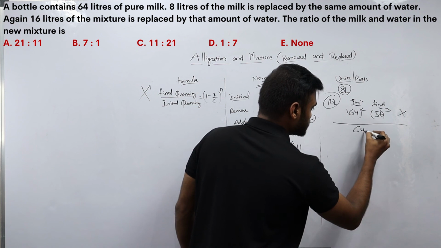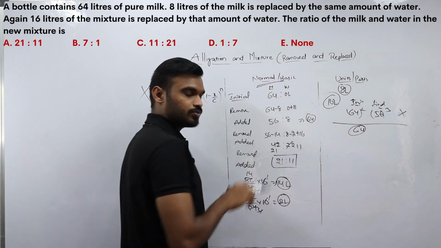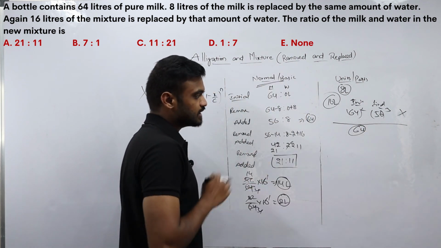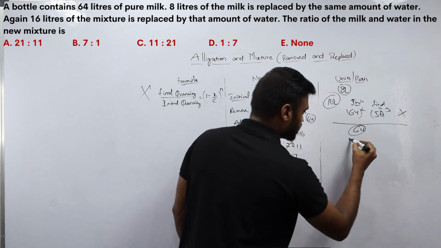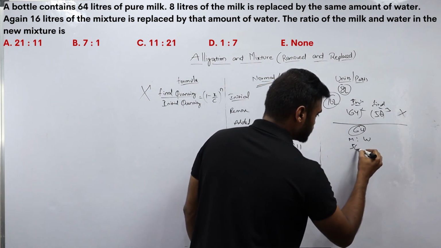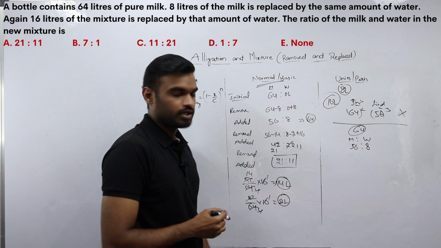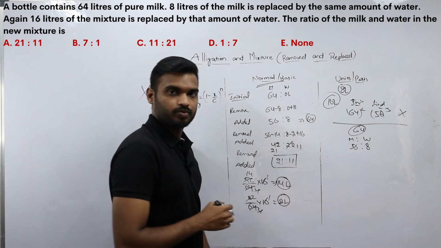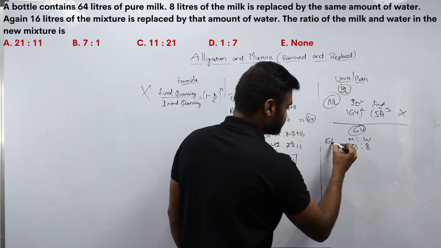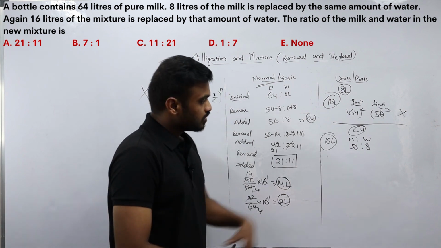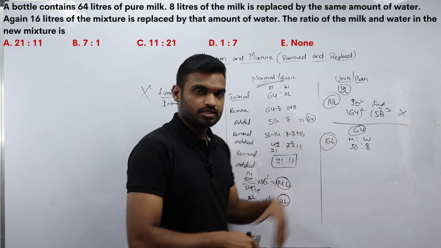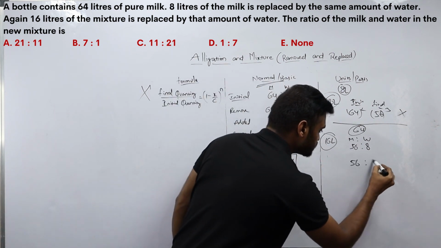See, the total mixture is 64 liters, right? Now, we are removing 8 liters of total quantity and adding 8 liters of water. So the milk and water ratio becomes 56:8. Now from this mixture I am removing 16 liters of total quantity. Now what is the ratio after removing 16 liters? That is the same as 56 and 8.